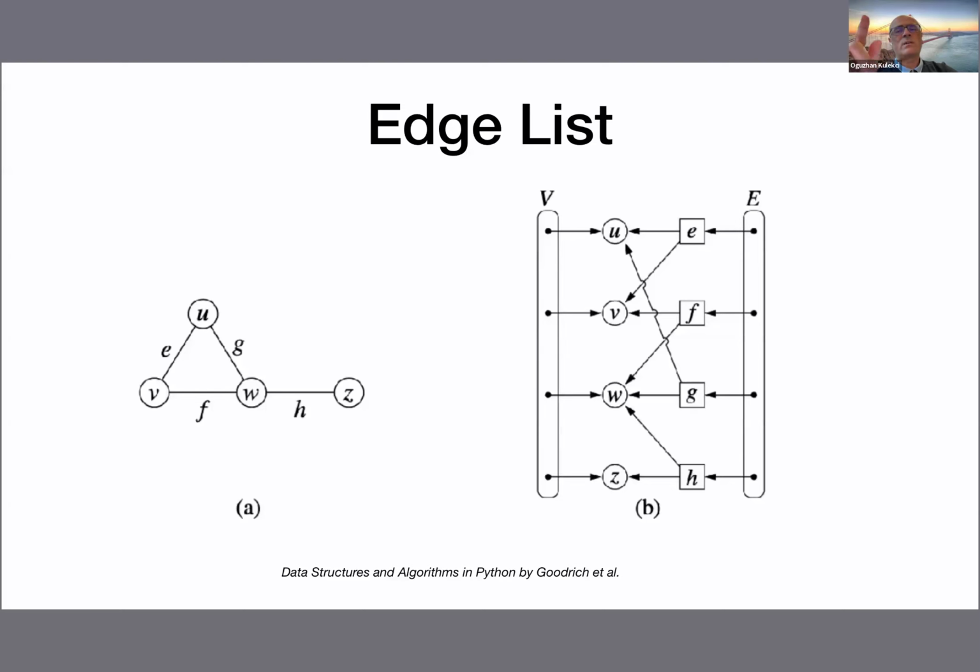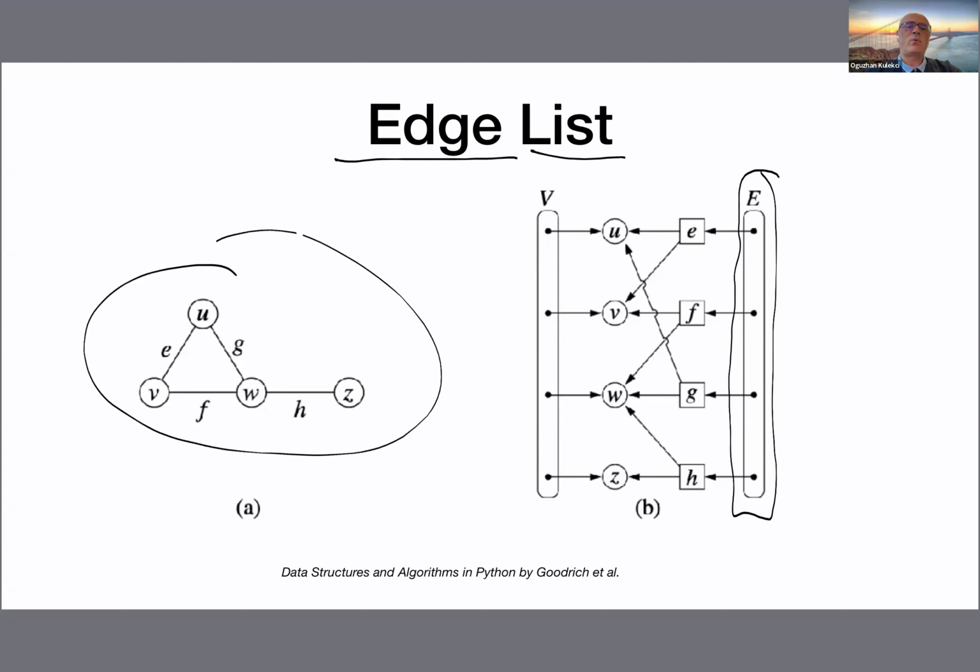So let's revisit those representations very quickly again. The first one is the edge list. This means I have a list, the list of edges. We are talking about this graph. So what are the edges? E, F, G, and H. So this is my edge list, okay?